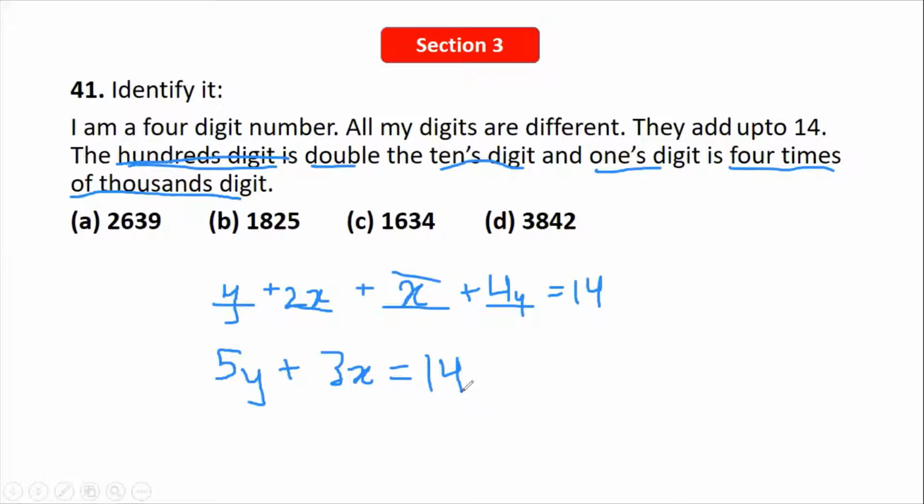So we can try different combinations. We can have that y can be equal to 1 and 3x is equal to 9. So 5 plus 9 equals 14. Now we put 3 in the tenth digit and y in the thousandth digit. So answer is C. Now I'll go to next question.